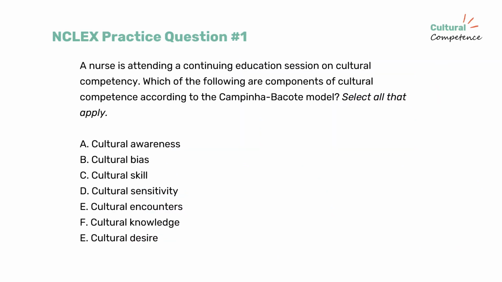So here is an NCLEX practice question. This is the first question. A nurse is attending a continuing education session on cultural competency. Which of the following are components of cultural competence according to this model? We already talked about these. Select all that apply. You can pause it here while you choose your answer, and then the answer will be on the next slide.